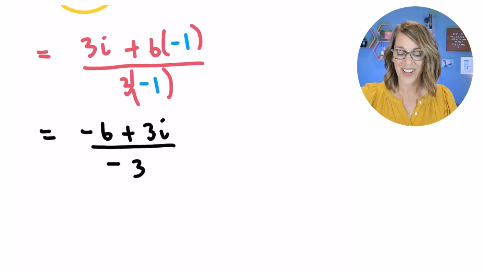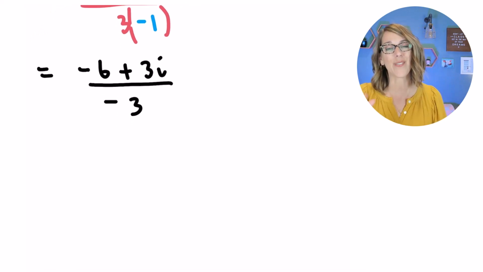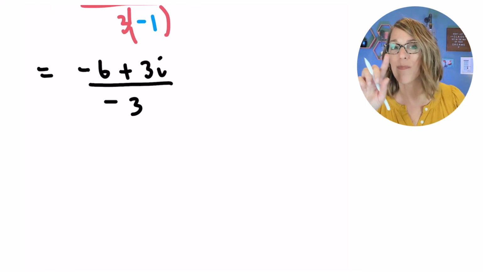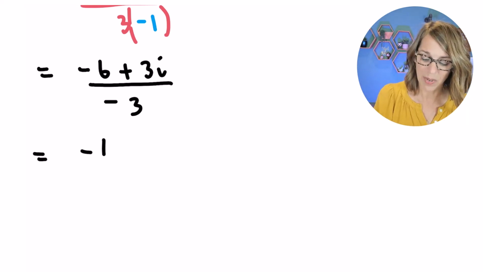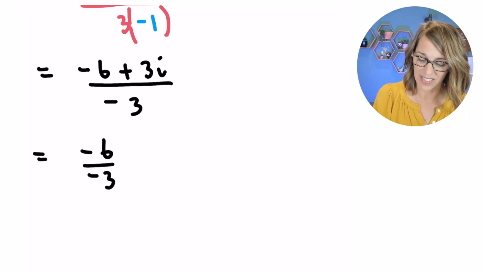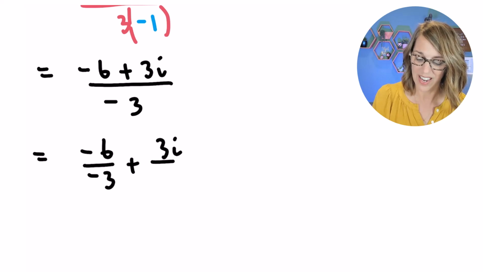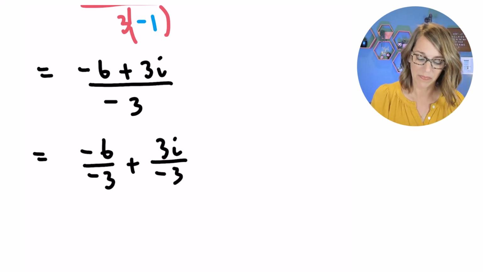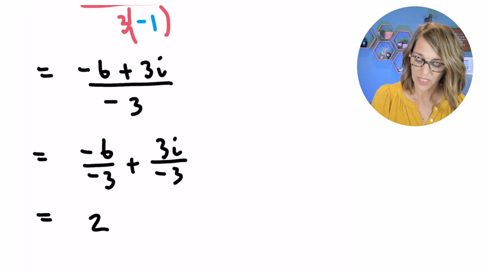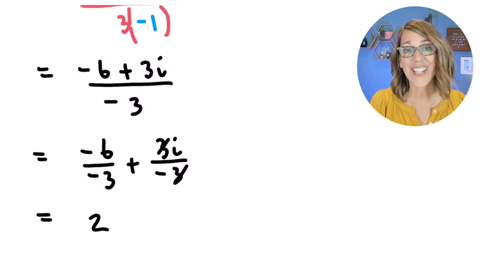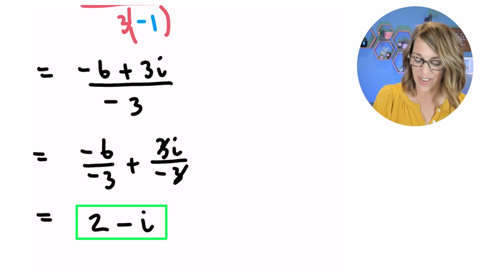Now I'm just about there, but I don't want that fraction bar. I know that both the -6 and the 3i need to be divided by that -3. So plus 3i divided by -3. -6 divided by -3 is a +2. I can cancel my 3's here and I get a -i.